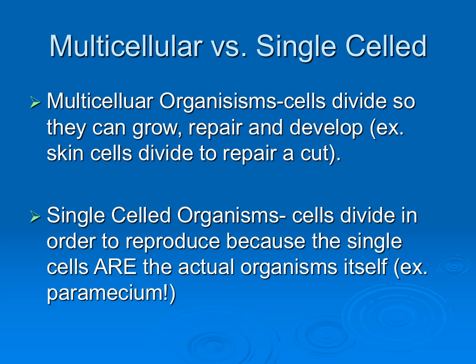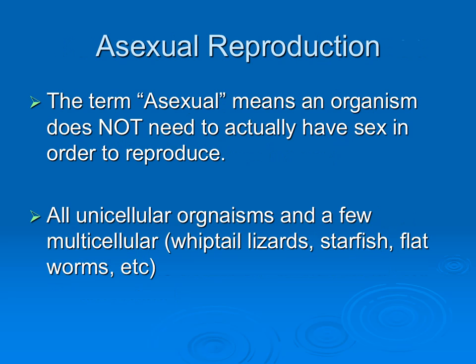Single-celled organisms, remember, those were things like amoeba, paramecium, euglena, volvox. These cells divide in order to reproduce because the single cells are the actual organisms. So again, multicellular organisms, an example is humans. We are made up of lots of different types of cells, whereas single-celled organisms are only made of one type of cell. And those actual cells are the organisms themselves.